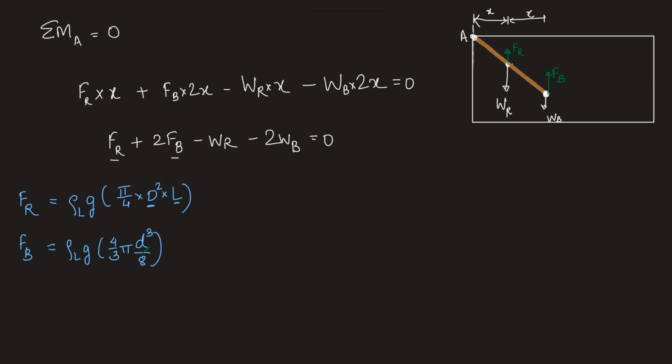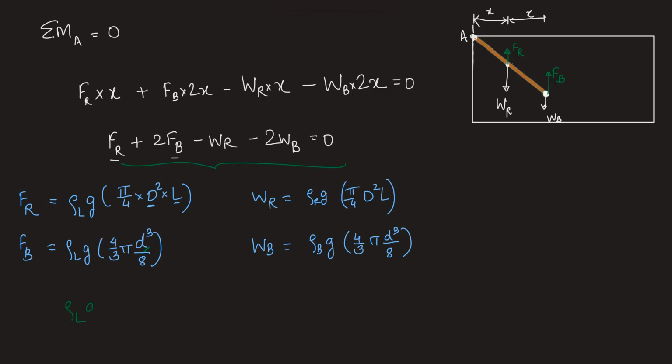We can also write weights for the rod and the ball. So weight of the rod will be equal to density of the rod into G into again its volume, so pi by 4 D square L, and WB for the ball will be equal to rho B into G into 4 by 3 pi d cube by 8. So let's substitute these values here in the equation that we got from moment equilibrium.